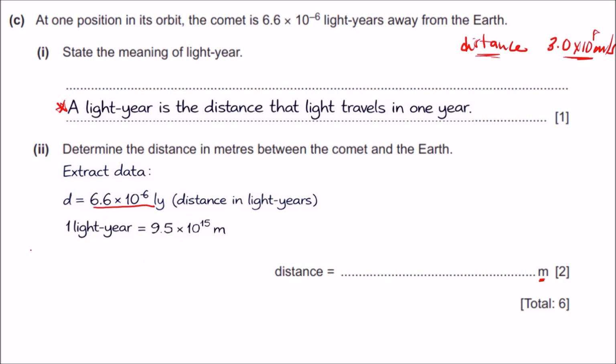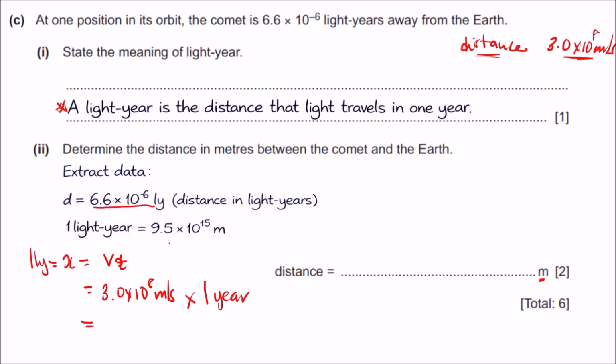We said 1 light year is equal to distance. Which distance? Moved by light at its speed within a period of 1 year. And we know that distance is speed times time. So what is the speed of light? 3.0 times 10 to the power 8 meters per second times time. What time? 1 year. The distance traveled by light within a period of 1 year.